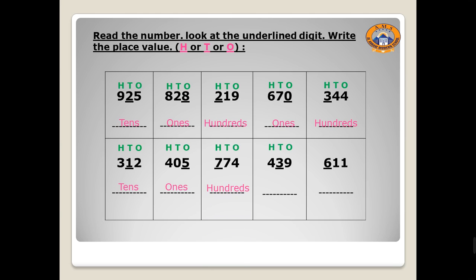Then 439, the underlined digit is 3. Can you tell me the place value of digit 3? Yes, excellent, tens. The last one, 611. The underlined digit is 6 and 6 is in hundreds place. So the place value of digit 6 is hundreds. Excellent.